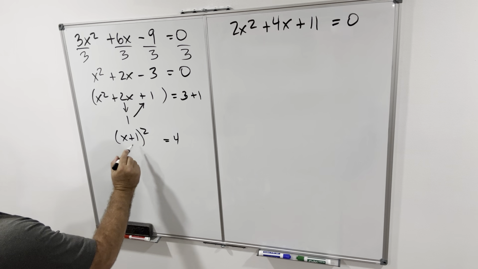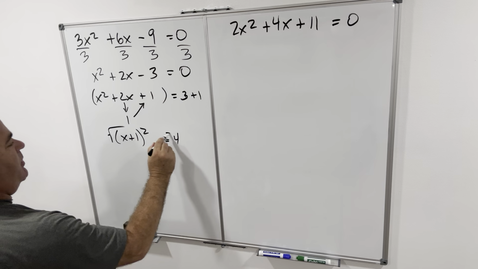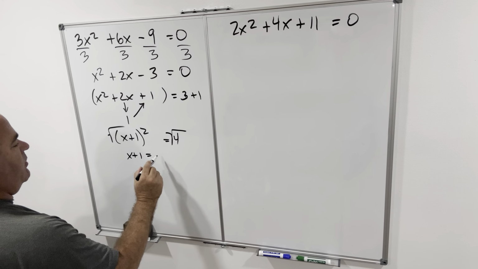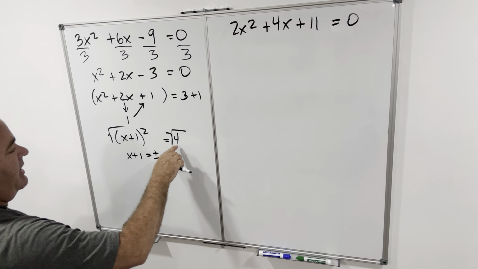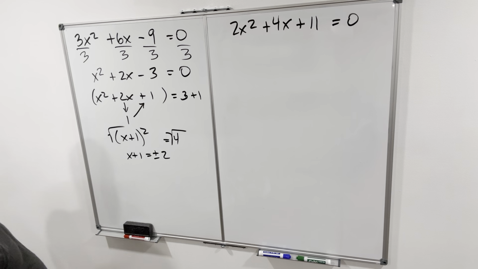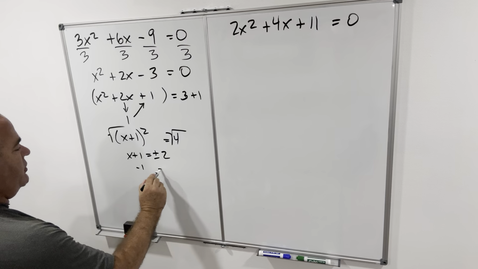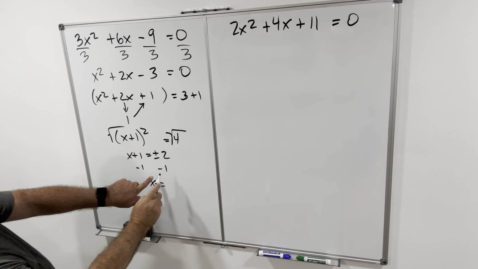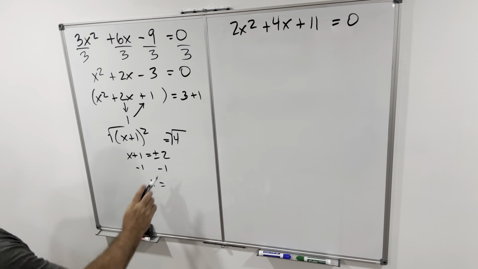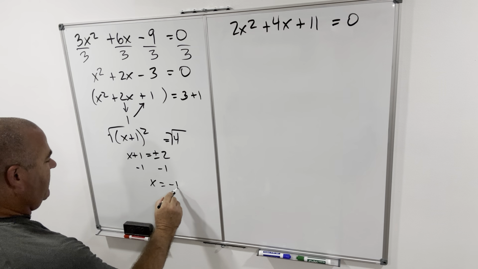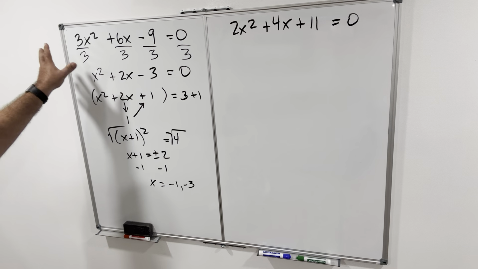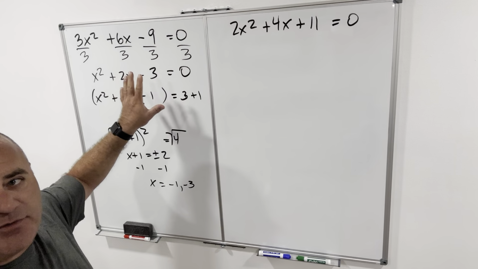We can then take the square root of both sides, and that gives us x plus 1 is equal to plus or minus, the square root of 4 is 2. So if we subtract a 1 from both sides, we then get x is equal to negative 1 plus 2 is going to be negative 1. Negative 1 minus 2 is going to be negative 3, which is what we would have come up with had we factored from the beginning.